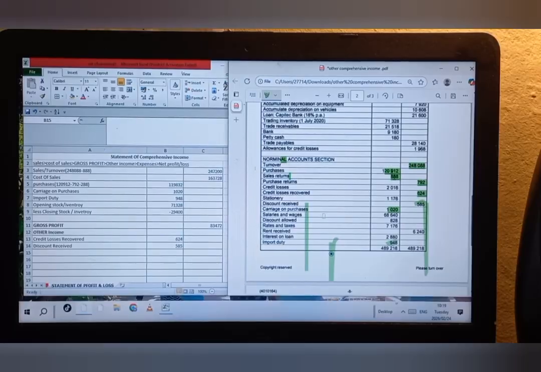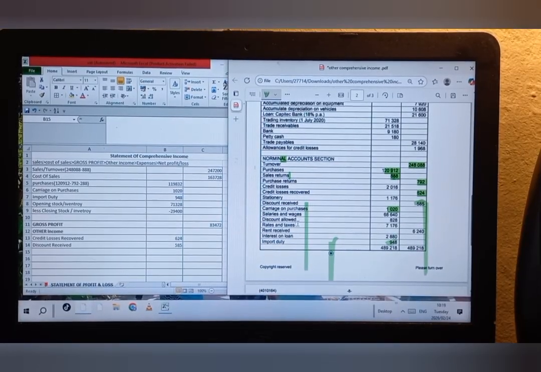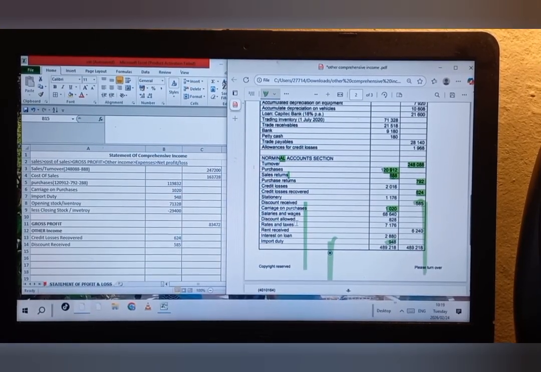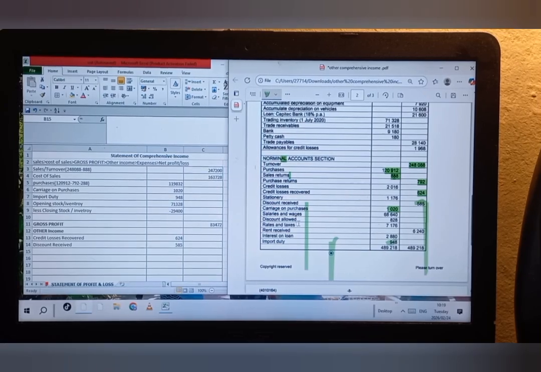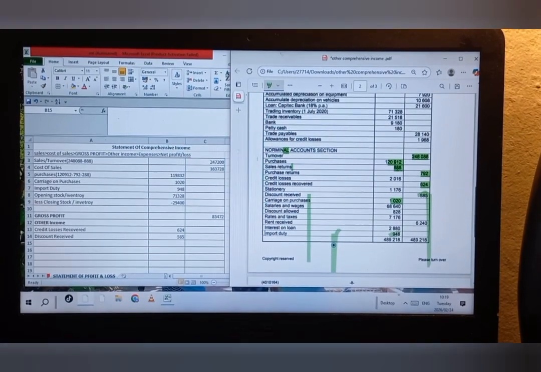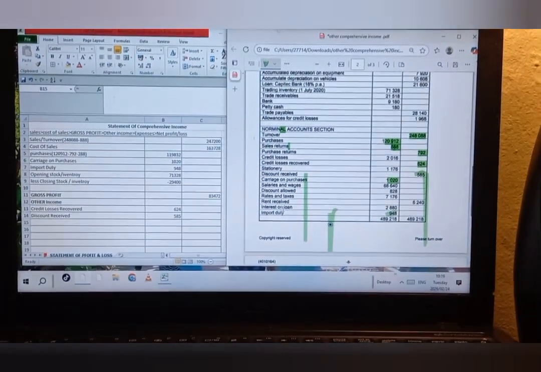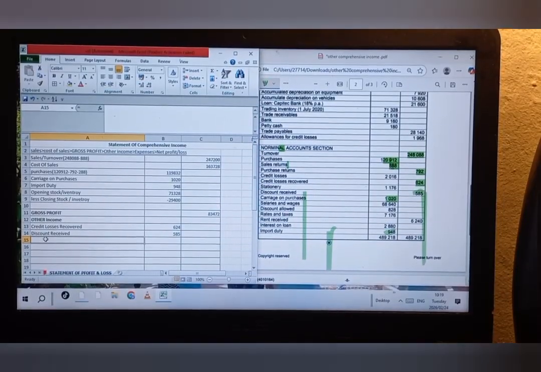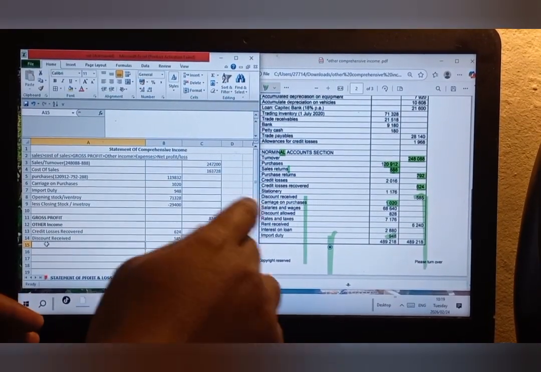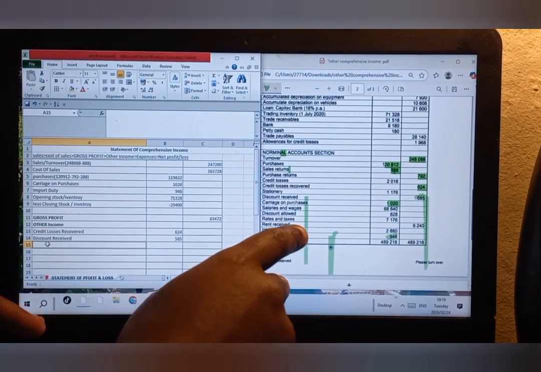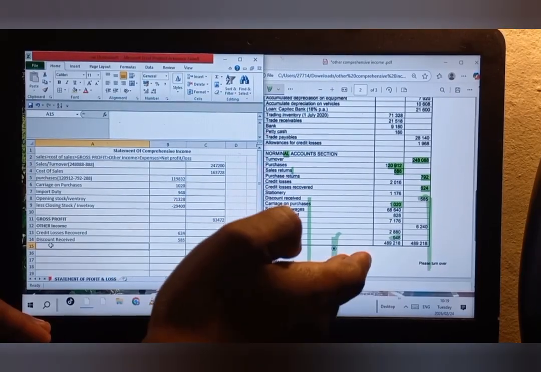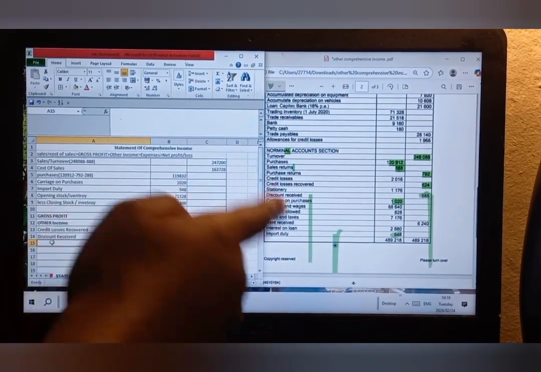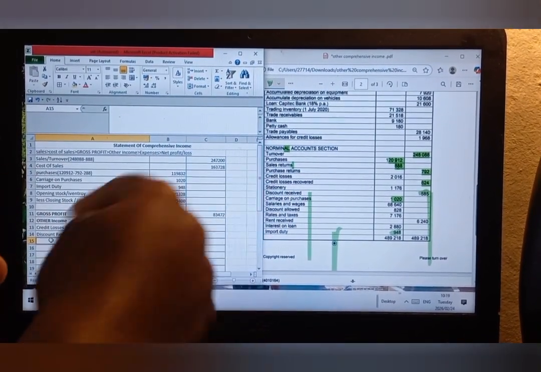Salaries and wages, that's expense. Discount allowed, expense because we are giving discount to our customers. Rates and taxes, expense. Rent received. Rent received, guys, is income because we are receiving rent. We are not paying rent. Sometimes you can say rent paid. That's an expense because we are paying rent. But in this scenario, we are receiving rent.